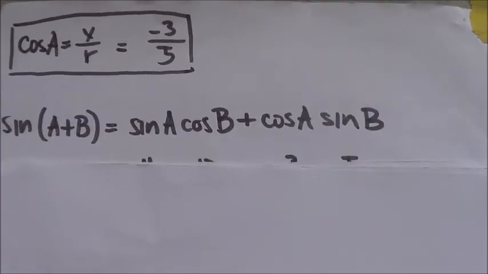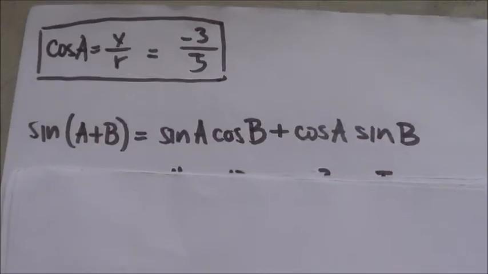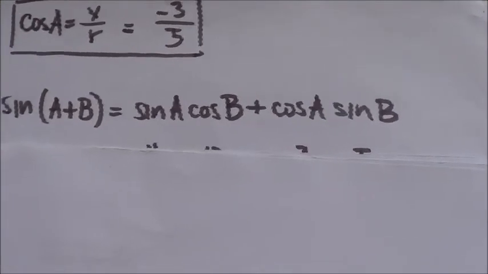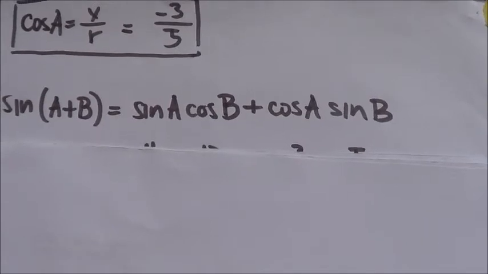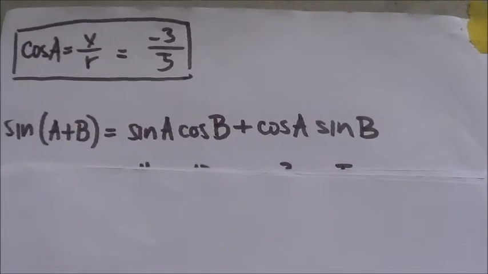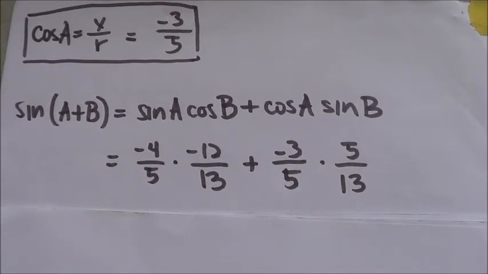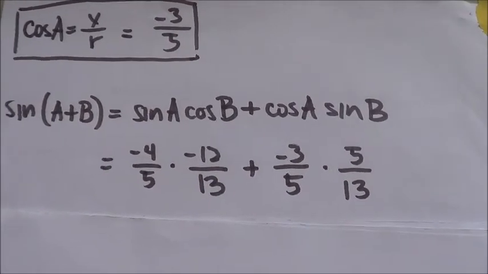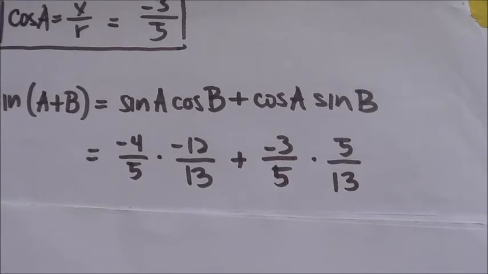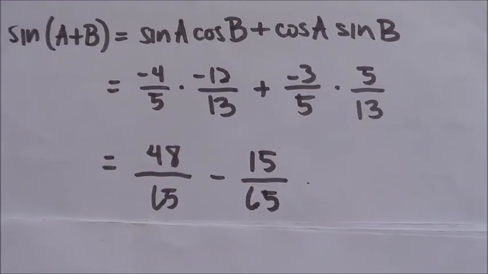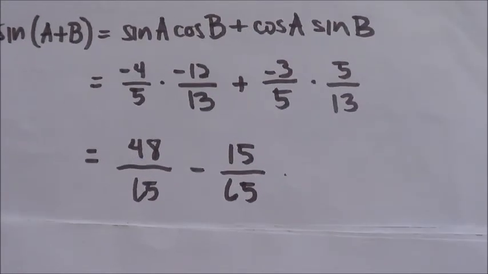Now that we have solved for the three values, we can now have the final answer for sine of A plus B, which is just equal to sine A cosine B plus cosine A sine B. Sine A is equal to negative 4/5, cosine B is negative 12 over 13, cosine A is negative 3 over 5, and sine B is 5 over 13. Simplifying this, we get 48 over 65 minus 15 over 65, which yields 33 over 65.